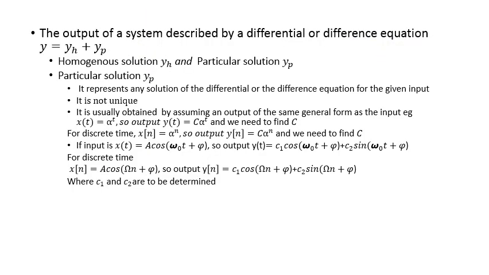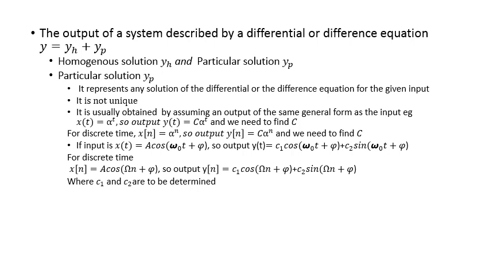The second part is called the particular solution. It represents any solution of the differential or difference equation for the given input. It is not unique, so we represent here y equals y subscript h plus y subscript p. So we are talking about the generalized case. It can be discrete time or continuous time, that's why I haven't mentioned its argument.